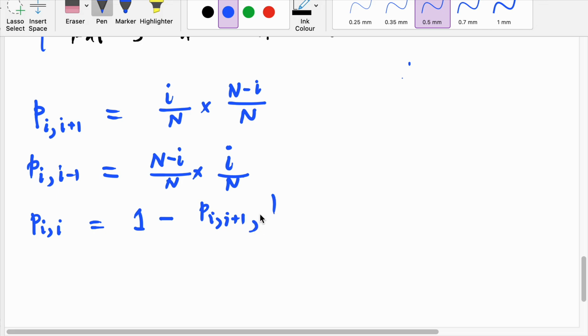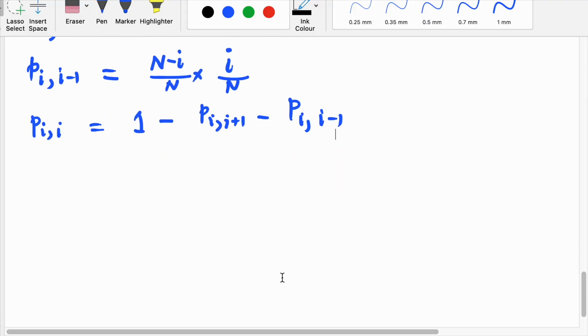So nothing is happening. What will be the probability of remaining in the state? 1 minus this and minus this. So it is going nowhere. It is not going to the I plus 1 state and not going to the I minus 1 state. That's why we could write it in this way.